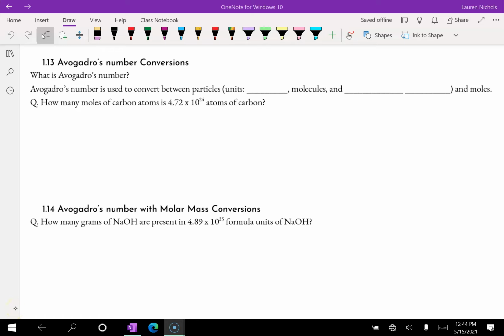All right, hi everyone. This is the last section of our Unit 1 Stoichiometry Final Exam Study Guide review. And we're going to be doing section 1.13 and section 1.14, dealing with Avogadro's number.